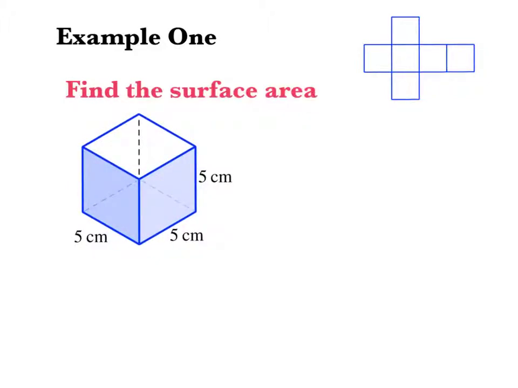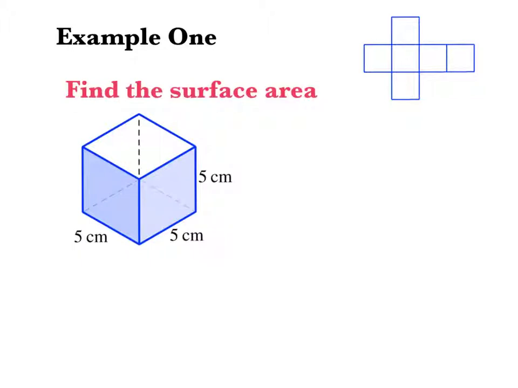So we have a cube. And just by looking at this cube, I can see that there are some measurements on it, 5 by 5. When I look at this face here, one of its faces, I can tell it is a square. Now, the best thing to do is to start solving these problems by drawing a net.